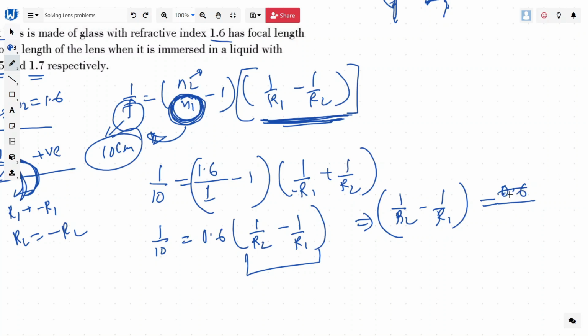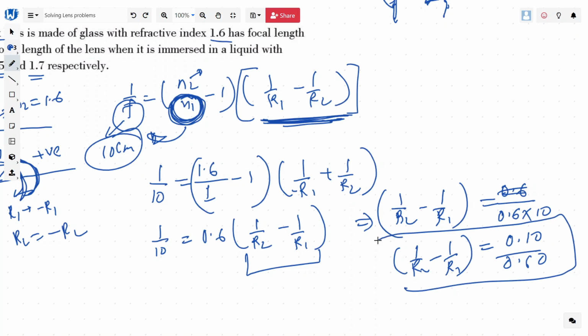And sorry, so we have 0.6 into 10, so it will be 0.1 divided by 0.6, right? We'll keep that expression for now, and let's plug that in for the different things we want to calculate. So now the lens is immersed in a medium, which means that the n1 is going to change, right? So n2 remains the same because we are not changing the lens itself, and r1 r2 remains the same, and we need to find the new focal length, which is going to be, let's call that 1 by f2, right?